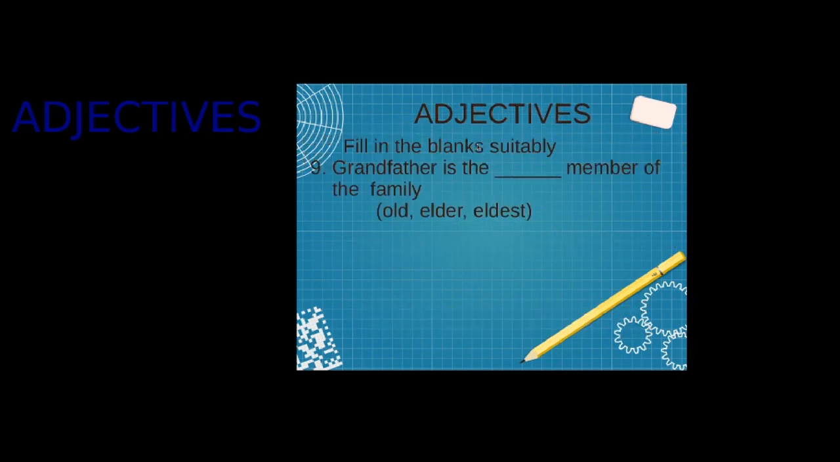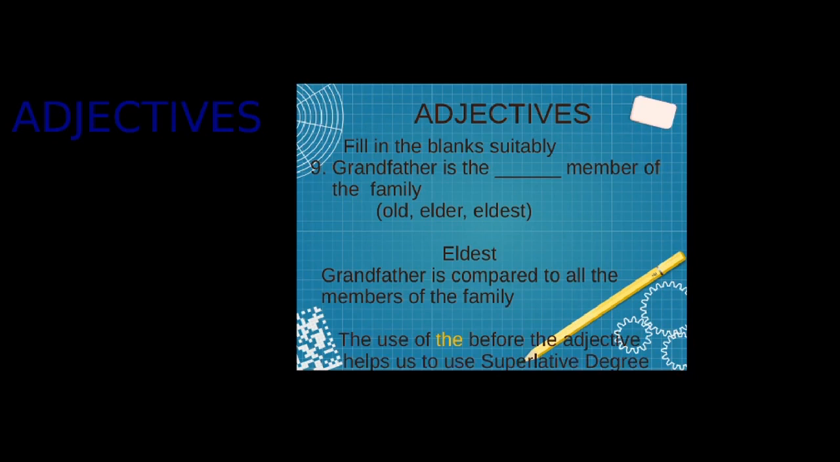Next one, grandfather is the dash member of the family. Old, elder, eldest. Yes, what is it? Eldest. Why? Because grandfather is compared to all the members of the family. And the use of the before the adjective helped us to use the superlative degree.